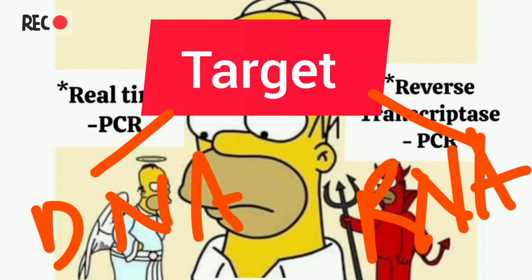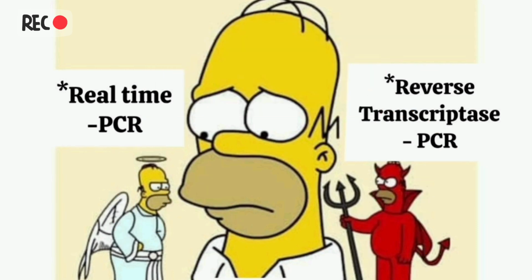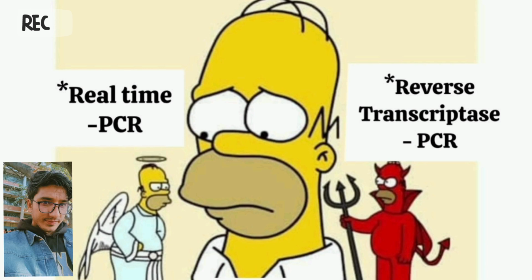In real-time PCR, we detect and quantify DNA targets, and in reverse transcriptase PCR, we detect and quantify RNA targets. So these are the differences between RT-qPCR and RT-PCR. What are the various applications of both of these PCRs?